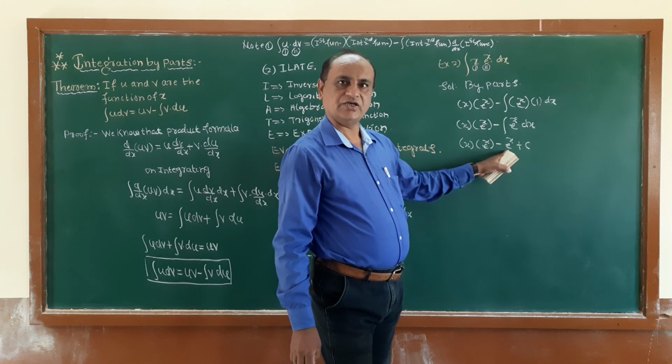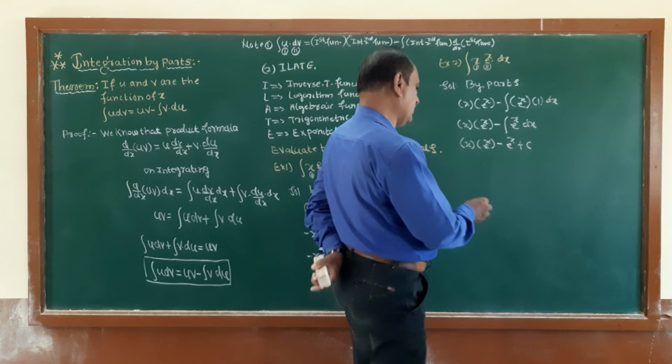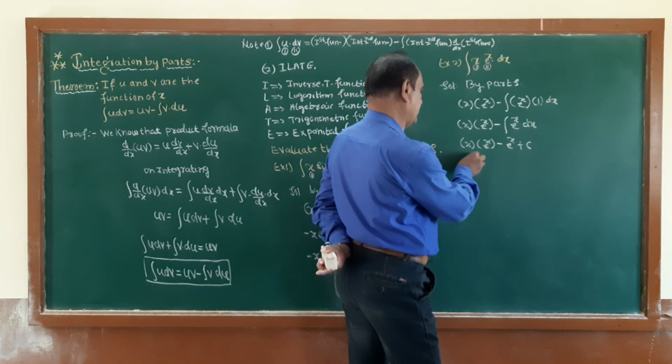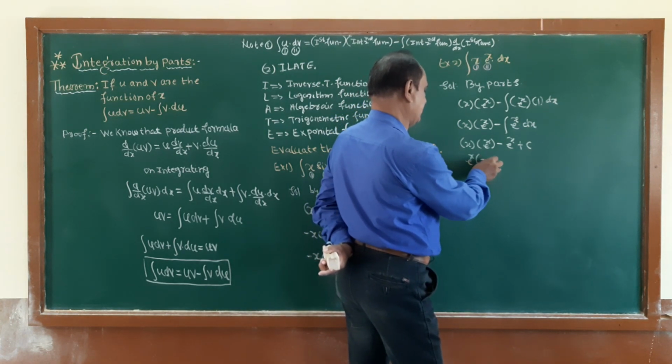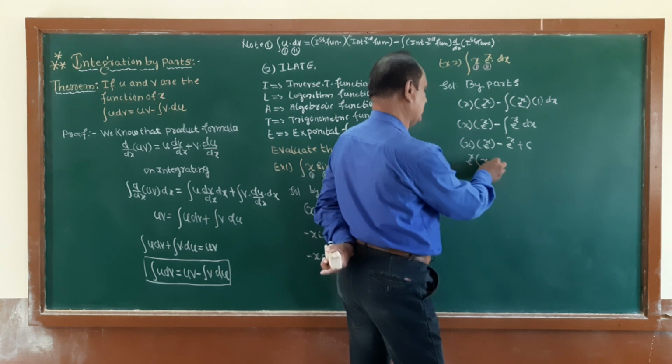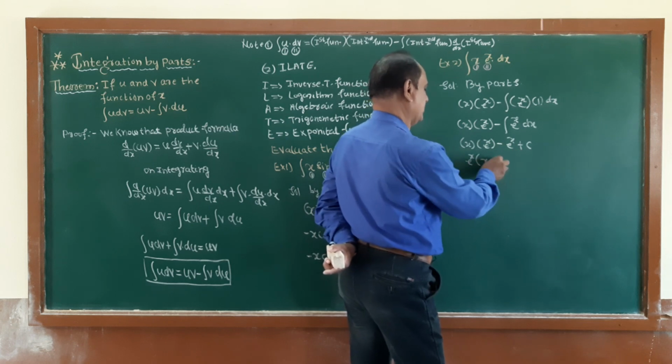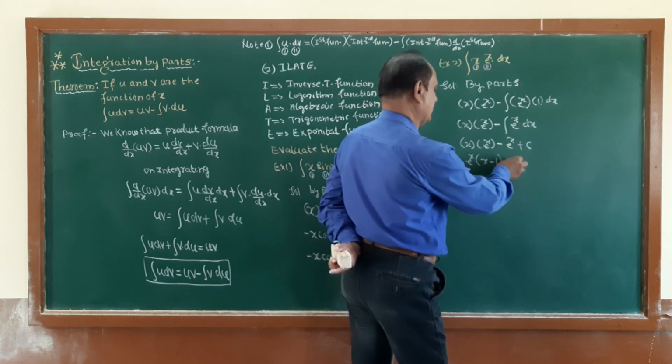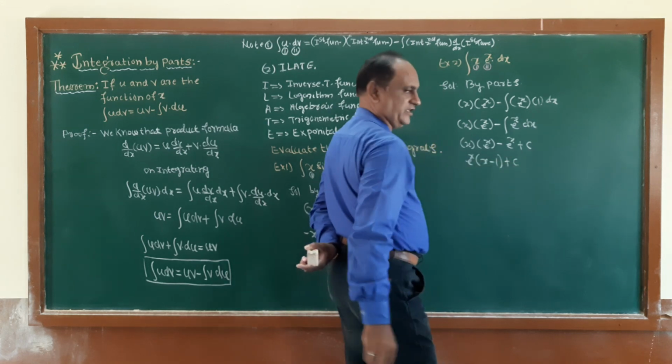Taking e raised to x as common, we get e raised to x in the bracket, x minus 1, then plus the constant c.